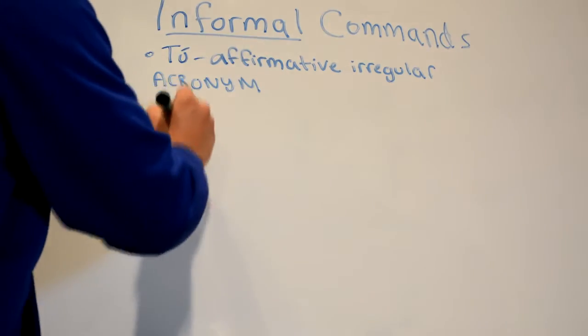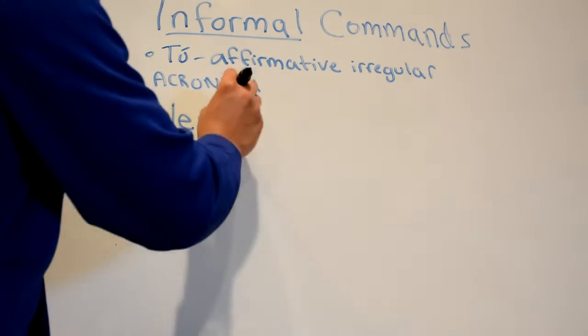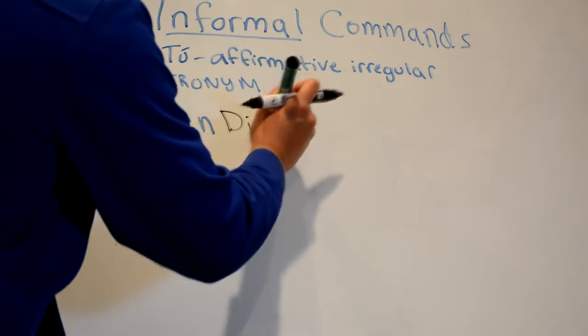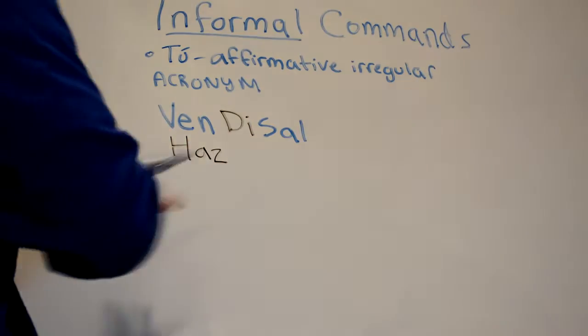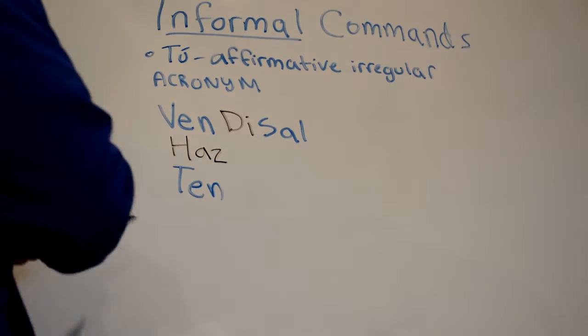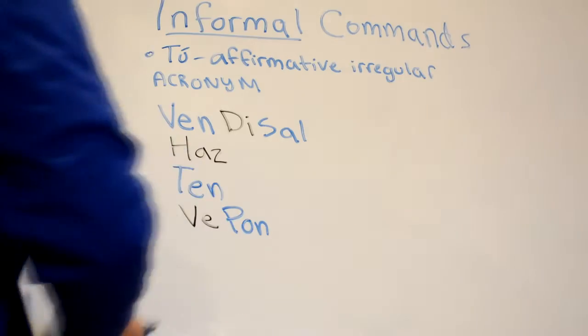Ven would be for venir, di for decir, sal for salir, haz for hacer, ten for tener, ve for ir, pon for poner, and sé for ser. Remember the accent on sé.